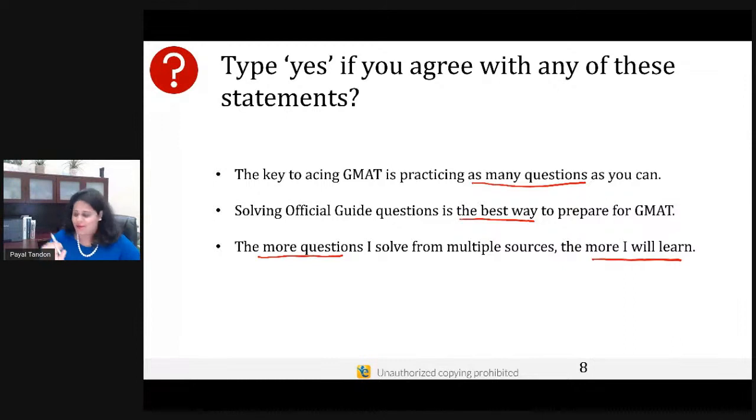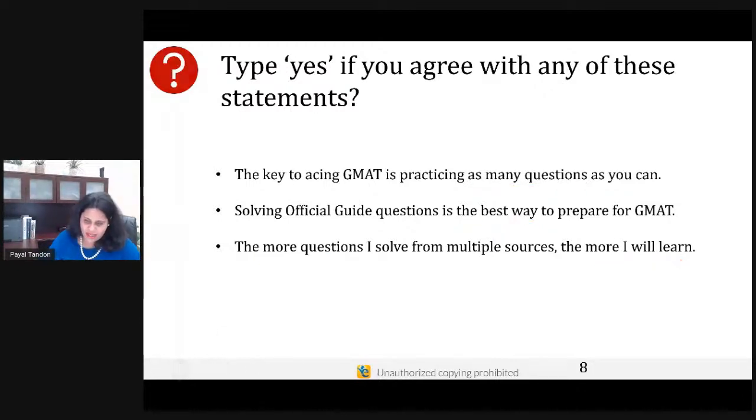So I see that only one person has said no to this question. A number of you are saying yes. All right, so hold on to this. I am going to utilize this input later on as we move forward in this session.